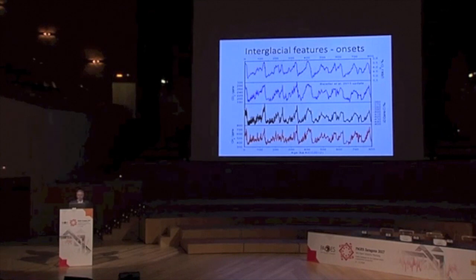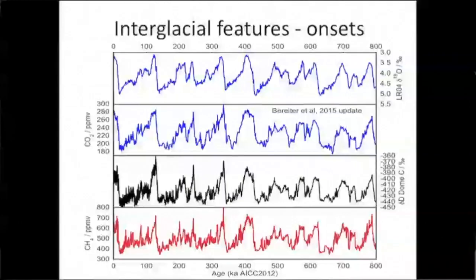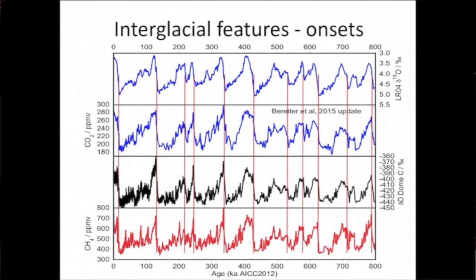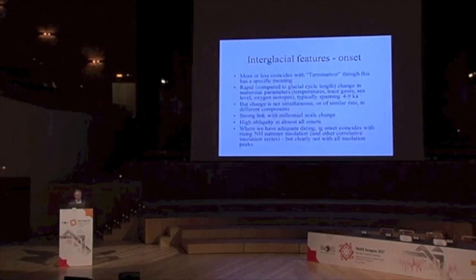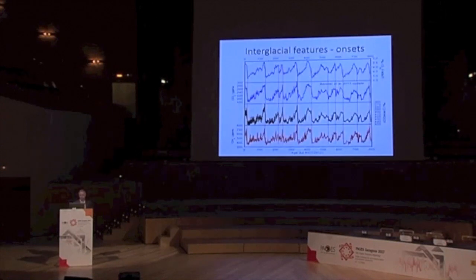I want to say something about terminations, which are interglacial onsets. You can think of them as glacial terminations, but I like to think of them as interglacial starts. So that's where they are. What is a termination? You can kind of see on here. Firstly, everything changes in a termination.